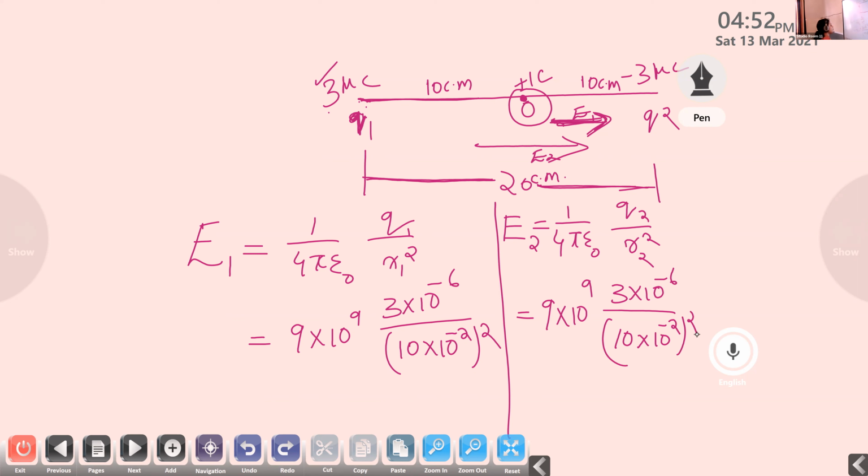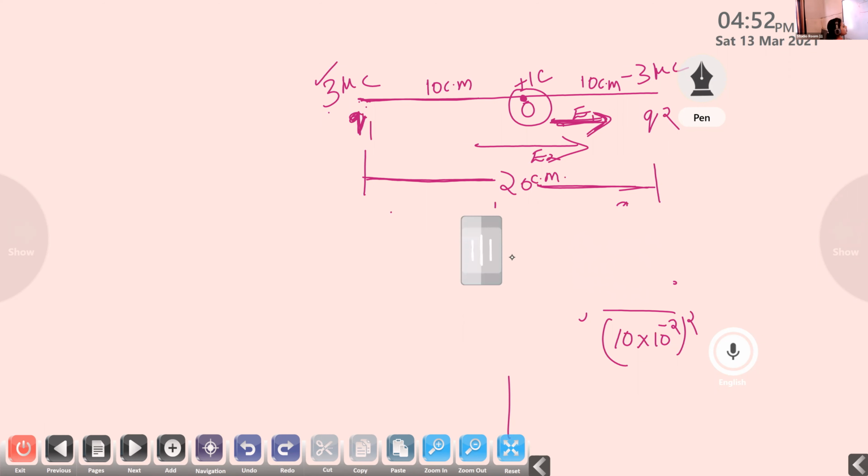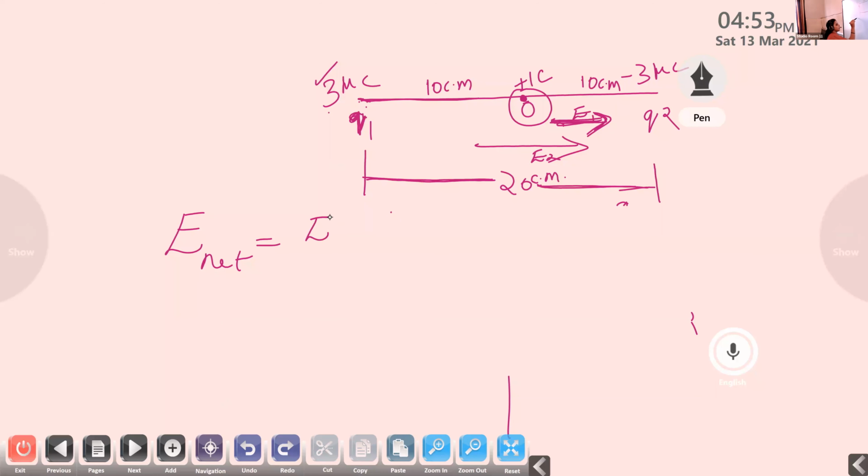Now we are moving to the equation of electric field due to a system of charges. But here only 2 charges are there, so we don't want to take this summation sign and all. We can just add them. That is the net electric field. E net is equal to E1 plus E2, because they are both in the same direction.